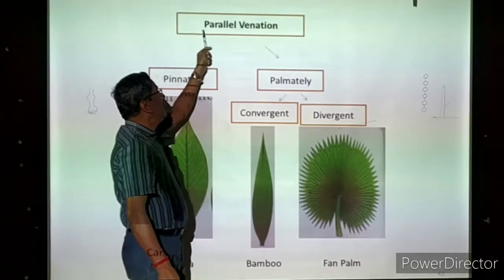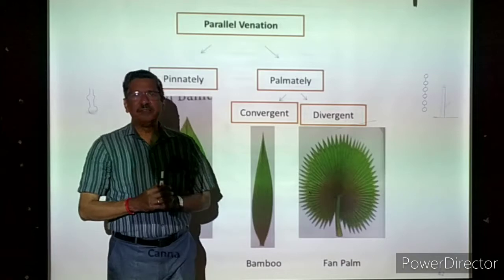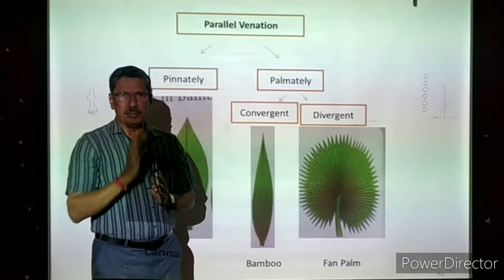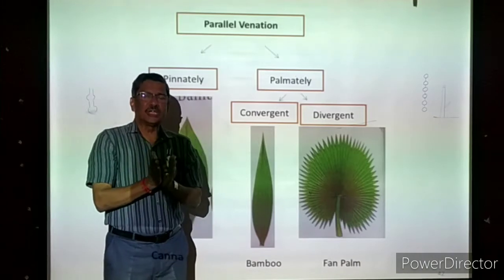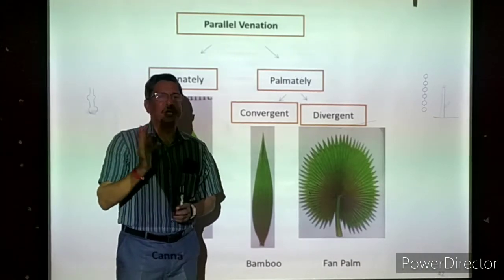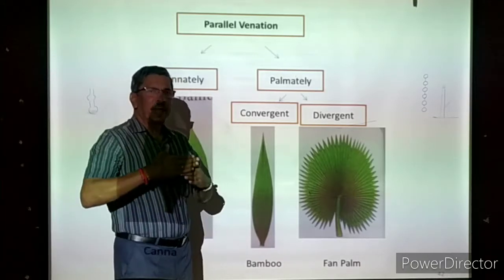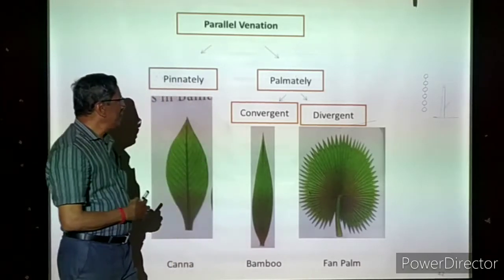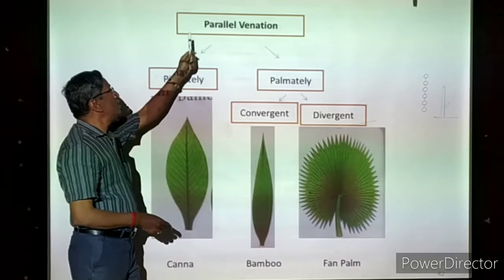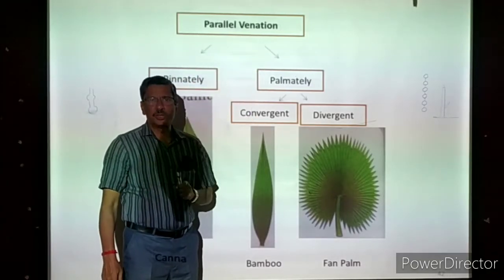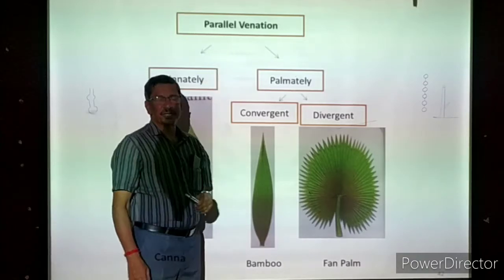Now we are coming to parallel venation. Now in the name itself we can understand parallel. Now here also the lamina is having midrib, but all the veins are more or less thicker like midrib, but they are running more or less parallel to each other in maximum region of the lamina, that is called a parallel venation. So if the veins are running parallel to each other, then it is called a parallel venation.